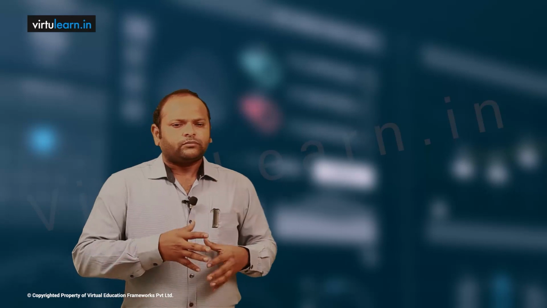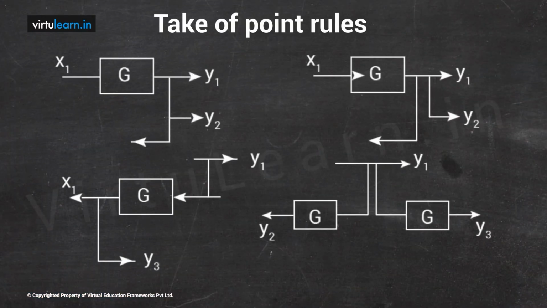Coming to takeoff point. Takeoff point is nothing but whenever you have a signal that you want to use for some other purpose, we use a takeoff point. Look here, in takeoff points also I have x1 input, G is the block and y1 output, and this y1 output I want to use for some other purpose. So I am taking y2 and I am taking y3, right? This is a part of the main block diagram.